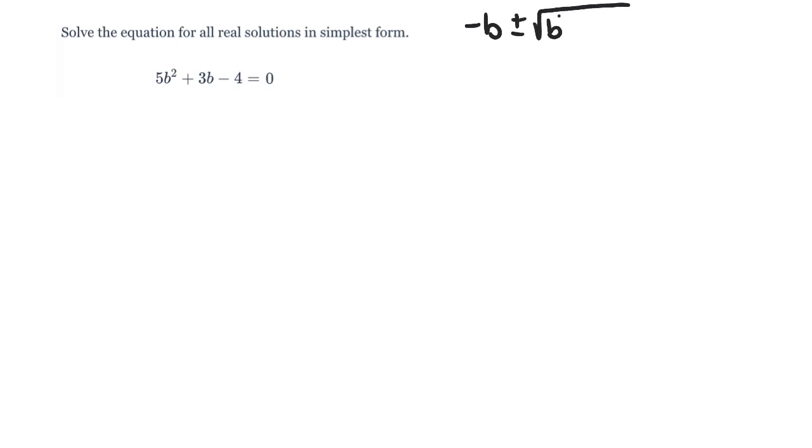Negative b plus and minus the square root of b squared minus 4ac all over 2a, and that's going to give us what x equals. Because it's already set equal to 0, I don't have to do anything else. But I'm going to go ahead and list my a value, b, and c. My a value, remember, is the coefficient for the squared term here. So my a value is 5. My b value is the coefficient for the b term, which will give me 3. And then my c value is the constant, negative 4.